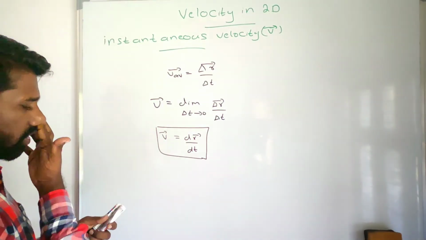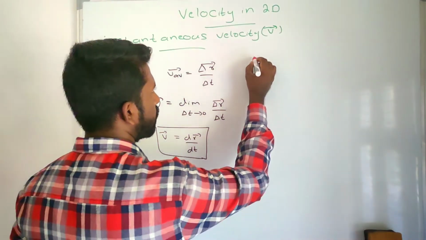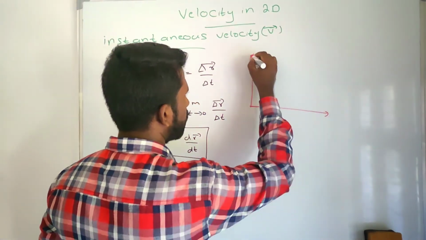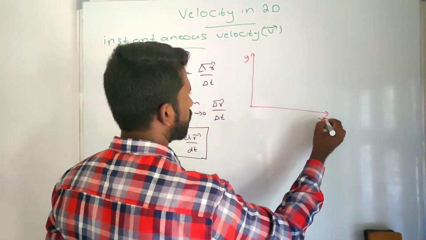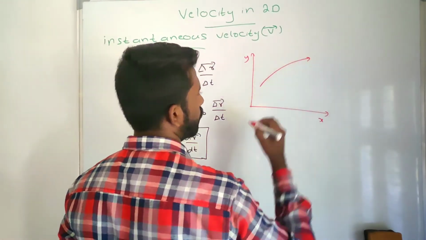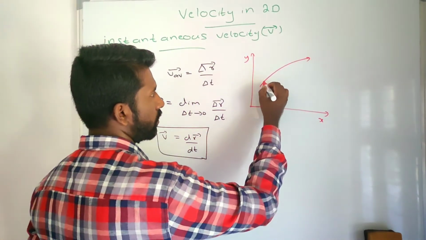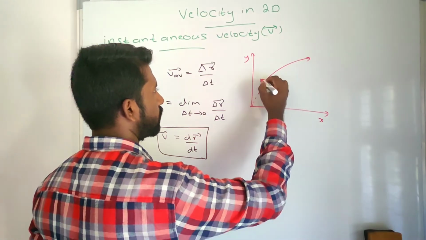Okay, then if we consider a motion in a plane, this is the y-axis and this is the x-axis. The particle is moving in a curved path. Okay, this is the initial position.